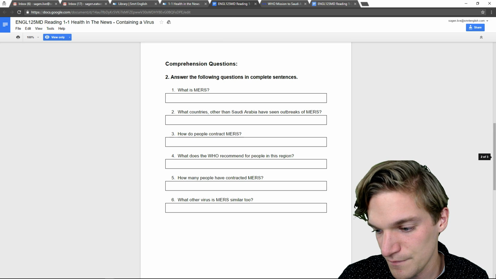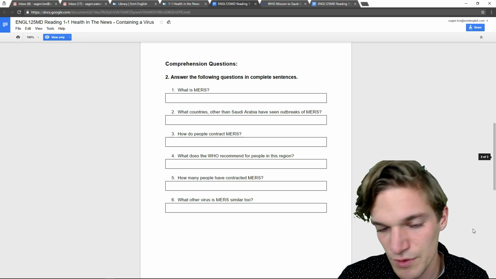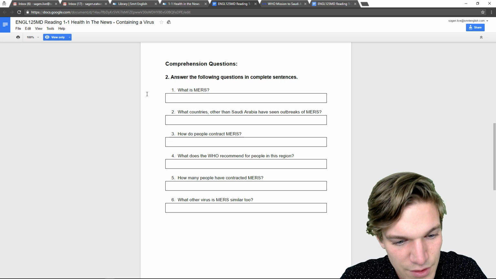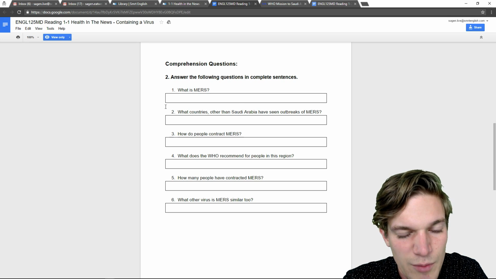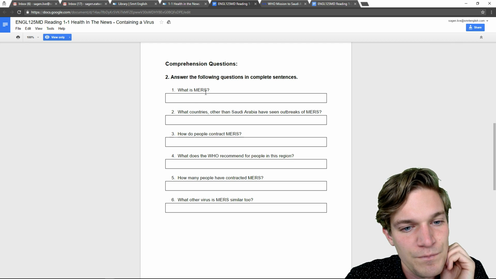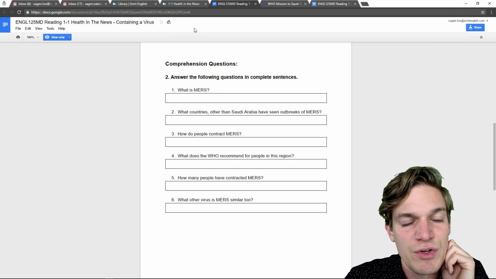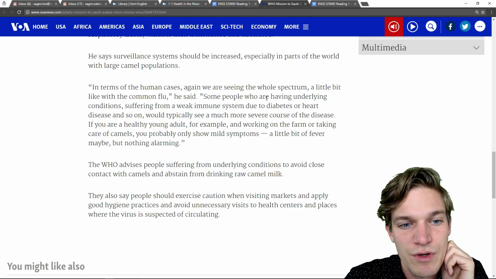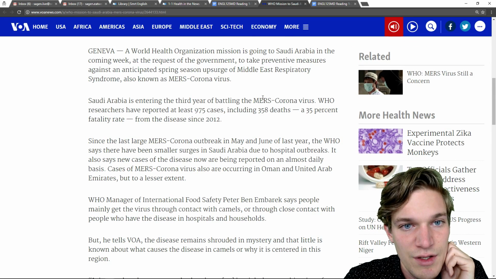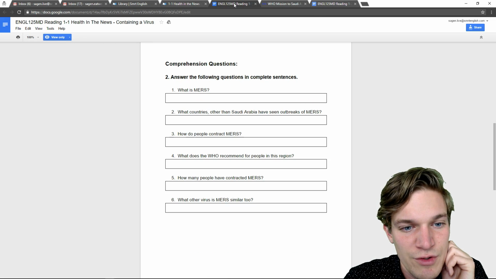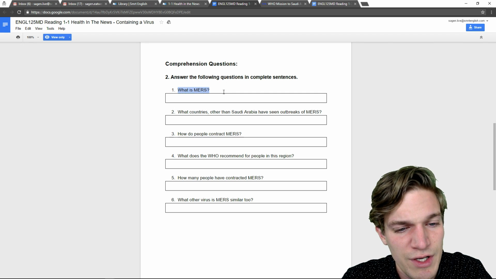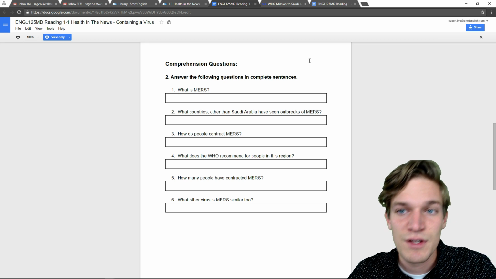So, I wonder if I can do this side by side. So let's see, we'll do a couple of these reading comprehension questions. First question, what is MERS? If you'll remember, if we look back in the reading, it explains what MERS is. So our first question, I'll go back here real quick. What is MERS? So you can answer in a complete sentence.